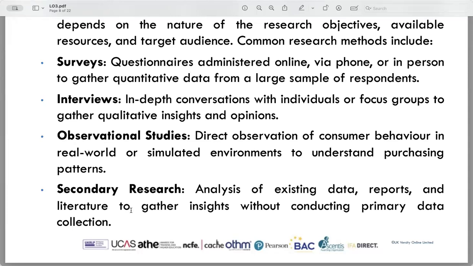Then secondary research involves analyzing existing data, reports, and literature. This method is useful for gathering background information and insights without conducting primary data collection. For example, a company might analyze industry reports to understand market trends and competitive dynamics. Each research method has its strengths and limitations, and often a combination of methods is used to obtain a comprehensive understanding of the research topic.